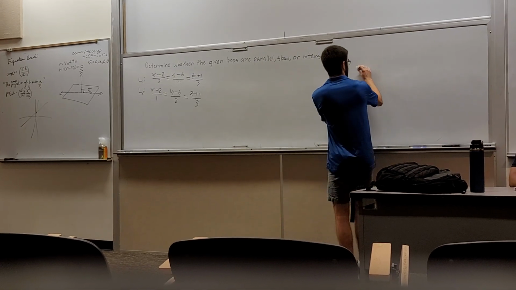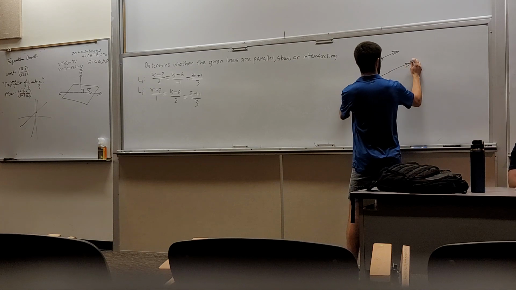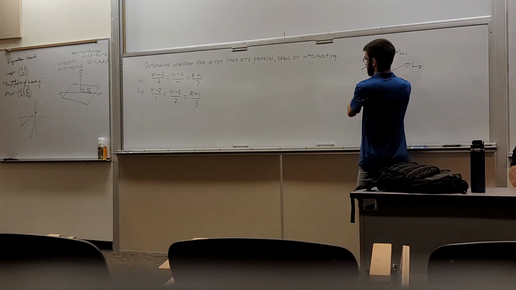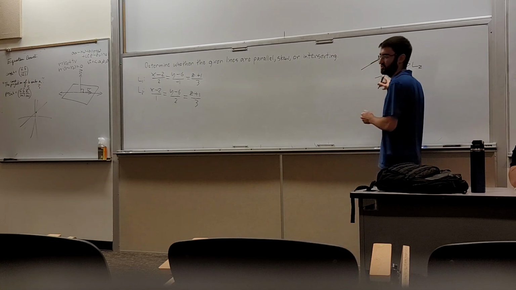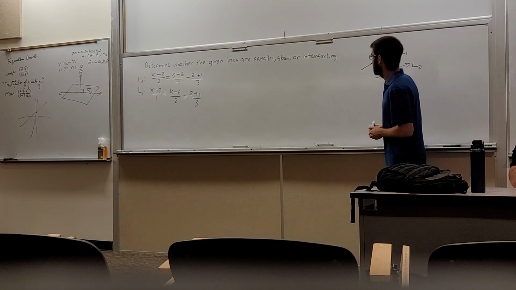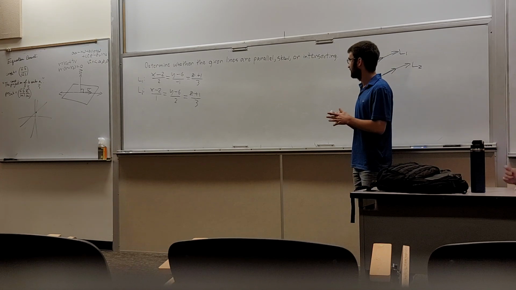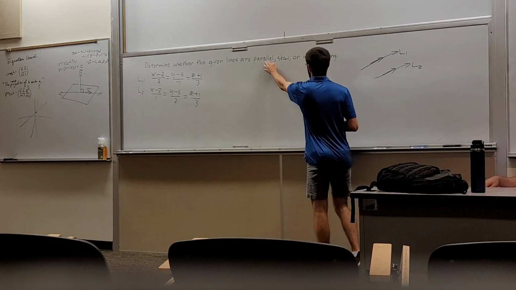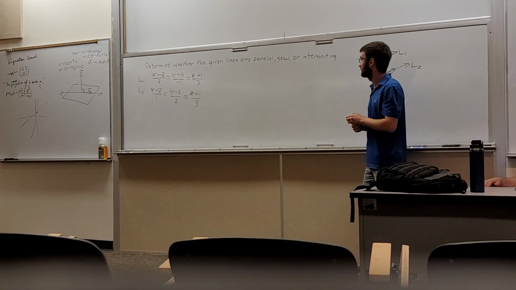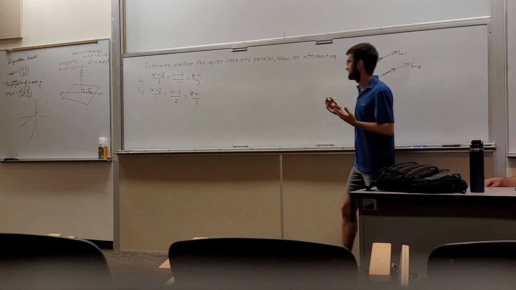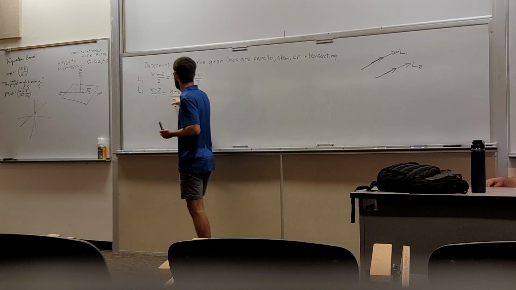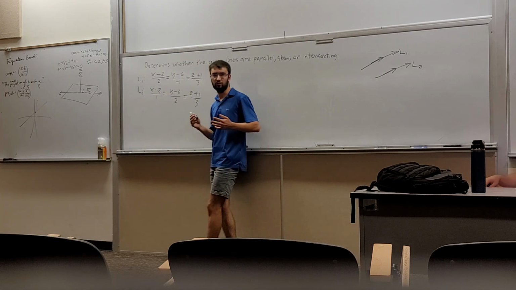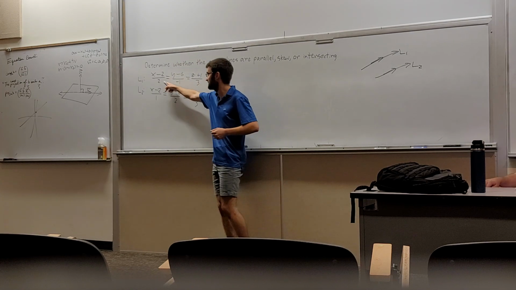Just a quick refresher, we have the two lines L1 and L2. If they are parallel, that means their directional vectors would have to be multiples of each other. If they are skew, that means they're neither parallel nor intersecting. And if they're intersecting, that means there exists some x, y, z coordinate that I can plug into both of these equations, and they would both be true simultaneously. It would have to be the same x, y, z for both of them.